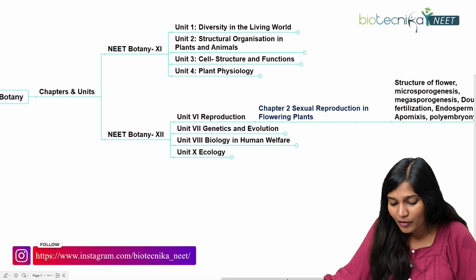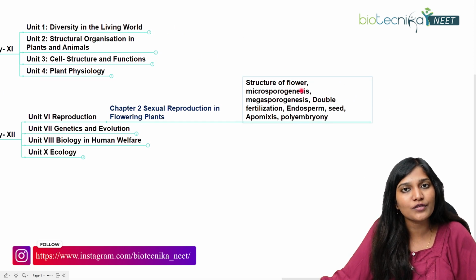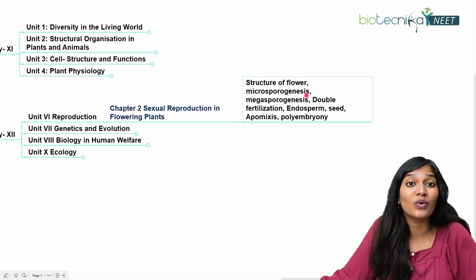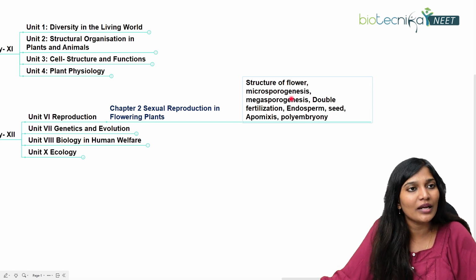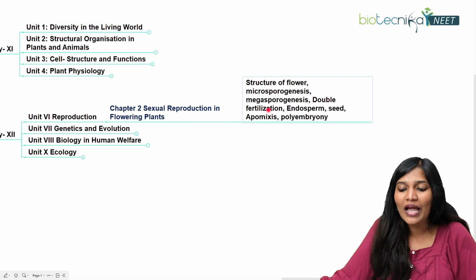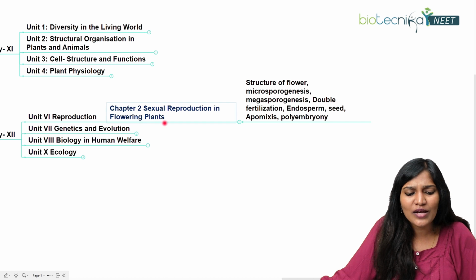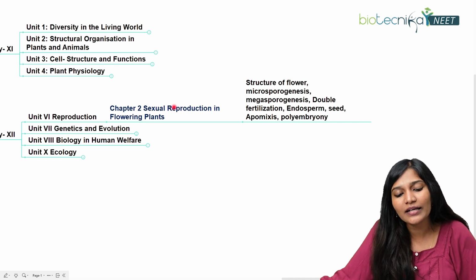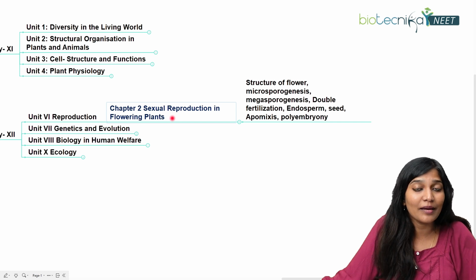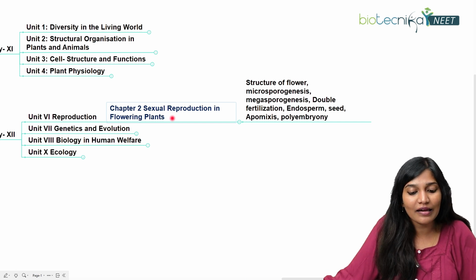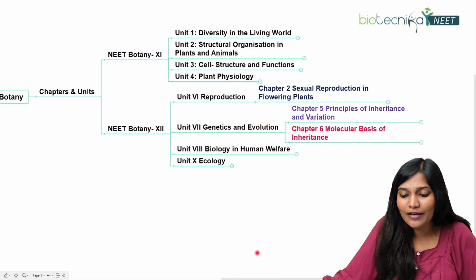In this you have to learn about double fertilization very specifically. What is the structure? What is microsporogenesis, megasporogenesis, with the images which are given in the book. Double fertilization, endosperm, how an endosperm is formed, how a seed is formed, and finally apomixis and polyembryony. You have to study these. As I already mentioned, study plant kingdom and sexual reproduction in flowering plants together, very specifically, because you study the basics of angiosperms and their cycle, and that can be a great help for sexual reproduction in flowering plants. The next is genetics and evolution.